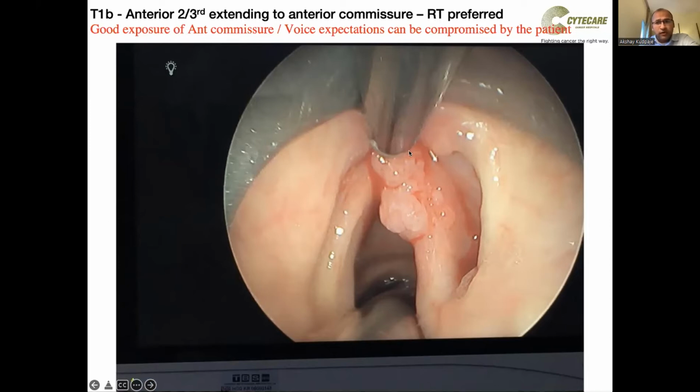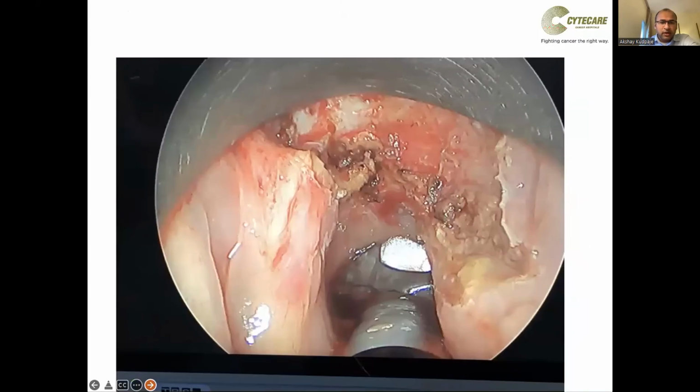It's a bit of controversy whether these are ideally treated with transoral laser surgery or radiotherapy. However, if the patient has a good exposure under general anesthesia on suspension laryngoscopy, and if the patient is willing to compromise on the voice results, probably again it needs to be discussed with the patient and then decide to go for transoral laser surgery.